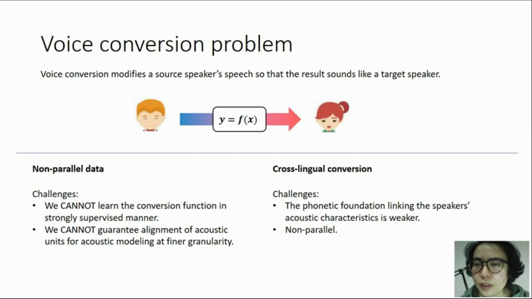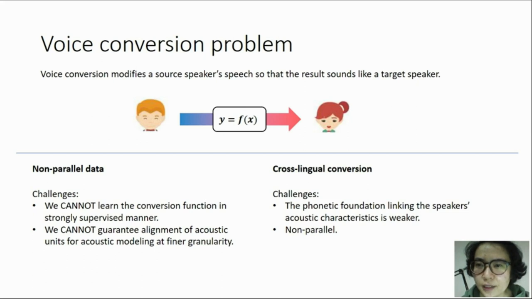Voice conversion modifies a source speaker's speech so that the result sounds like a target speaker's. Our work is to build a conversion function. This year's voice conversion challenge has two difficulties to overcome. Firstly, the training data provided is non-parallel. We cannot learn the conversion function in a strongly supervised manner like using parallel data. And also, non-parallel training cannot guarantee alignment of acoustic units among the training groups, which is very helpful to acoustic modeling at finer granularity.